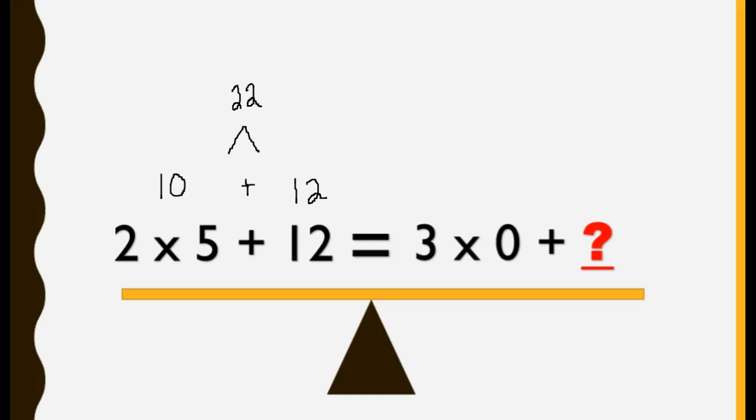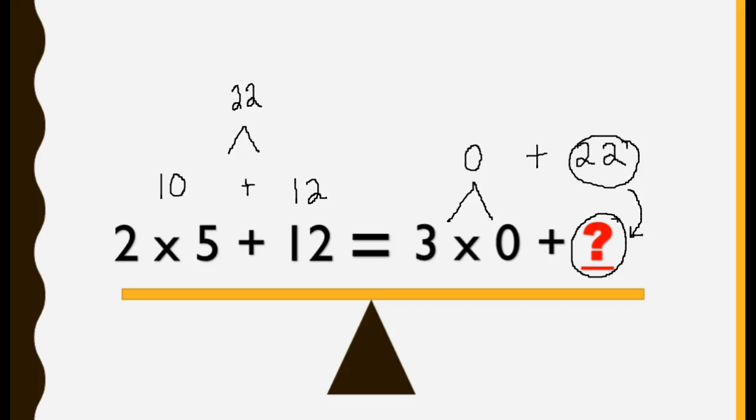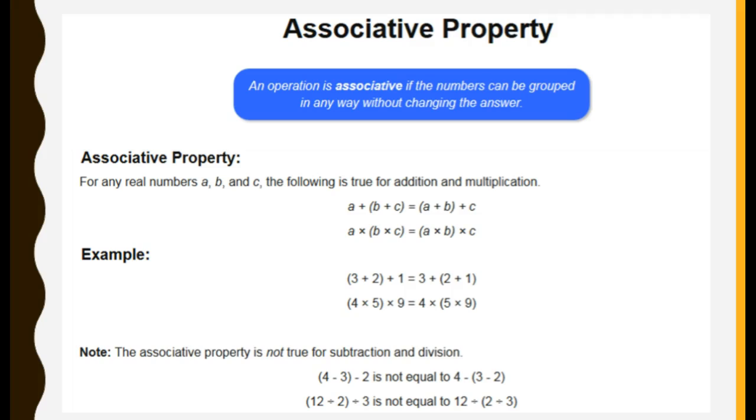So what do I have to add on this side to make this accurate? Well, 3 times 0 would be 0. So I'm going to have to add 22 in order for this to work. So I would have to put this in that blank in order for both sides to balance each other out. All right.